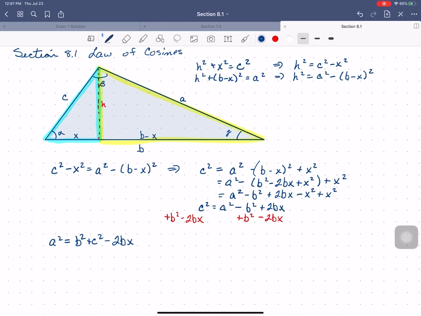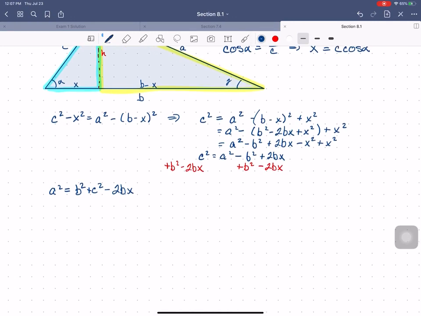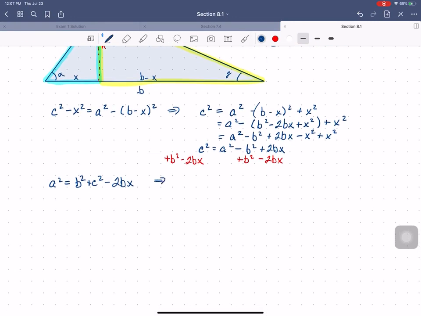And x is adjacent to alpha, so we know the cosine of alpha is equal to x over c, or more helpfully, x equals c times the cosine of alpha. So I can come back down here, and I've got a squared equals b squared plus c squared minus 2bc times the cosine of alpha. And this is the law of cosines.